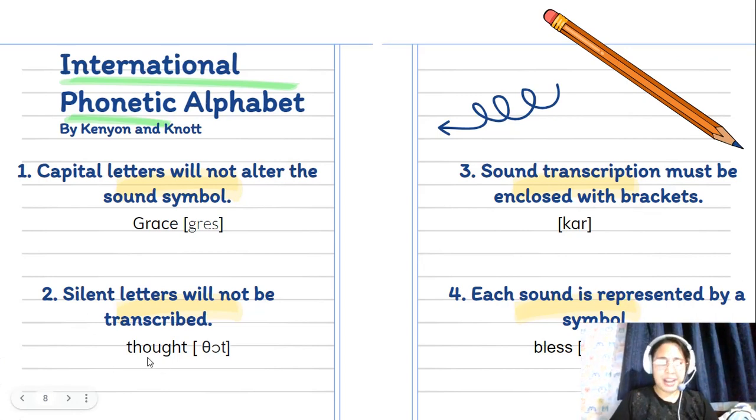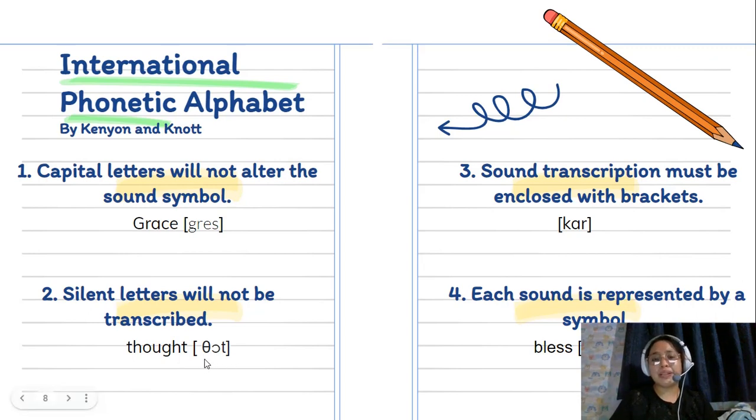Example here, we have the word thought. If you see, thought has 7 letters. But if you see the symbols, there are only 3. Why? Because when you say thought, you only combine th, a, t. So you only need 3 sounds to read this. You cannot put the letter G here because you cannot hear the sound of the letter G when you read the word thought.